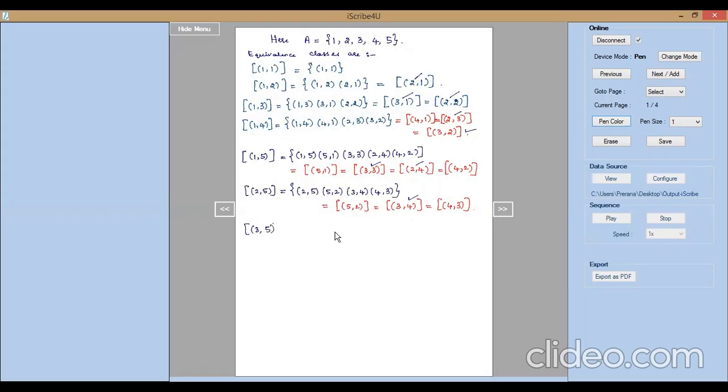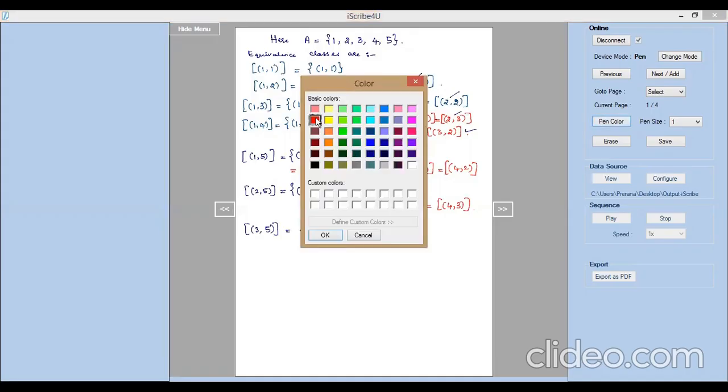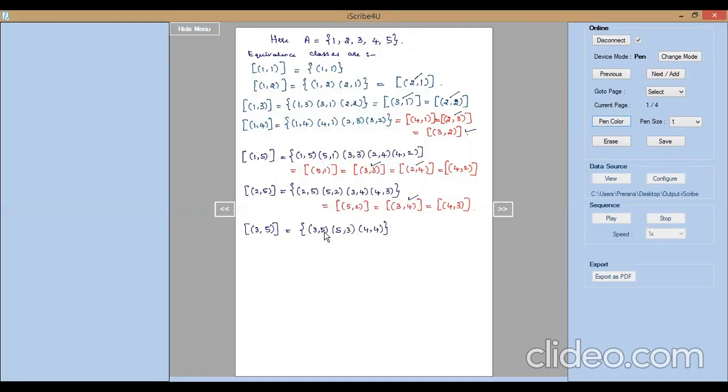3, 5 I have to do. 3, 5 sum should be 8. So 3, 5 and 5, 3. And then what else ordered pair can we write down? Sum should be 8, no? So 4, 4. This is in turn also the equivalence class of another set of terms for us, which is nothing but 5, 3 as well as 4, 4. So with 3 the work is over.